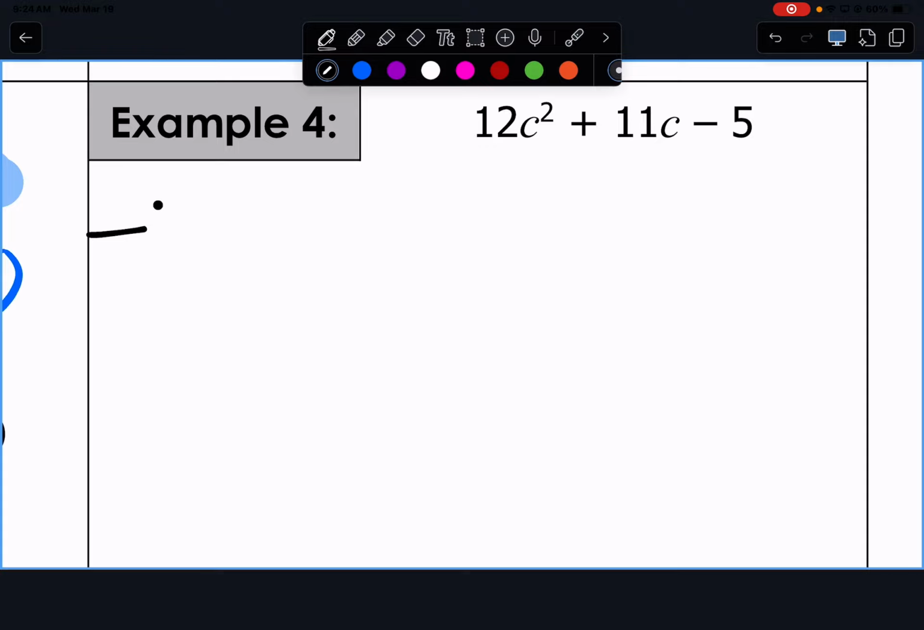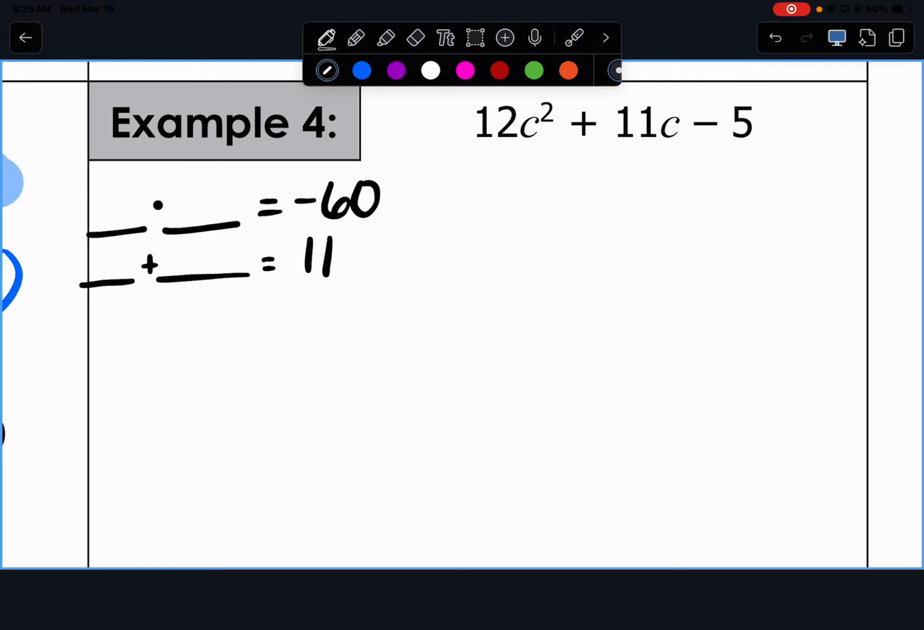12. What is C? Negative 5. What is A times C? Negative 60. What is our B? 11. So we have to figure out what multiplies to give us negative 60, but adds to give us 11.